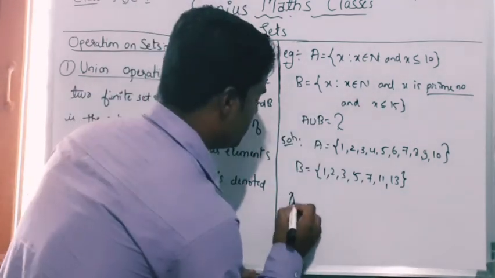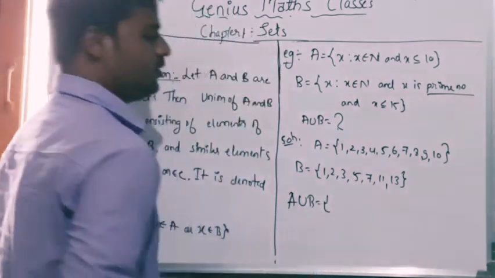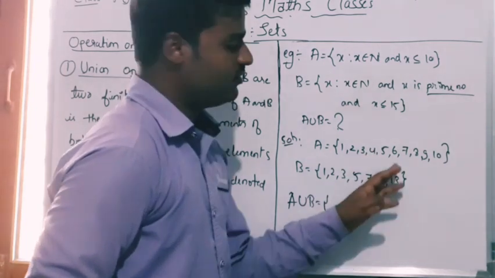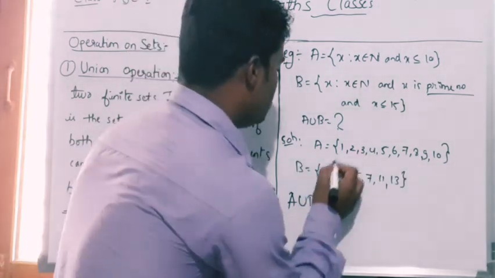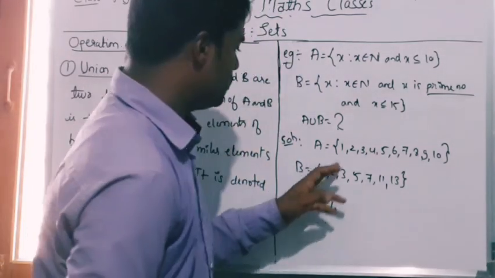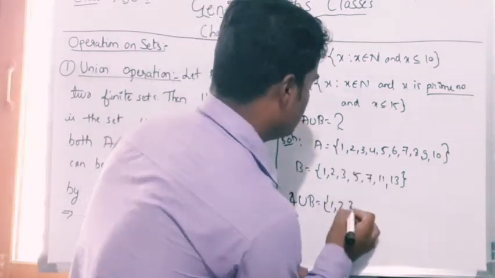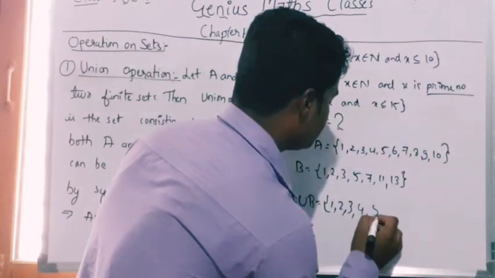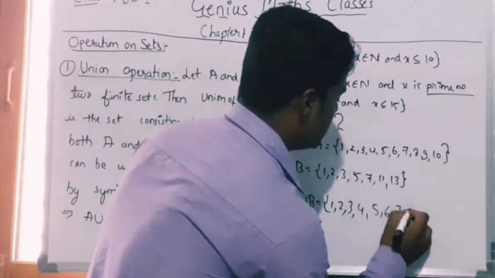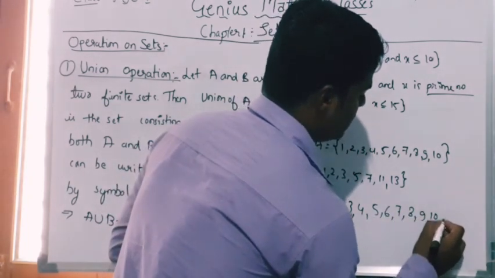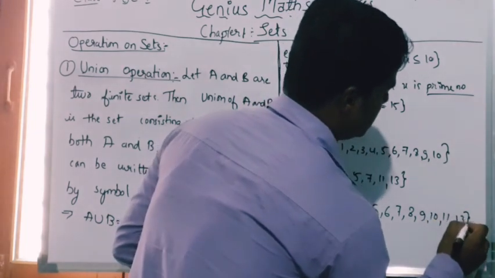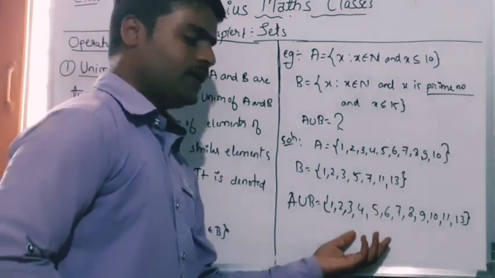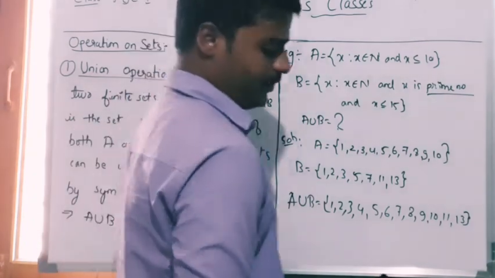So now our operation A union B. A union B means the collection of all the elements in both A and B, and the same elements are written only once. 1 is similar, so written once. 2, 2, 3, 3, and 4 is here but not there, and 5, 6, 7, 8, 9, 10, 11, and 13. This is the union operation. Combining these two sets, we get a new set. It is called A union B.